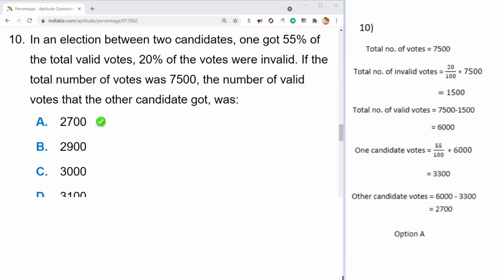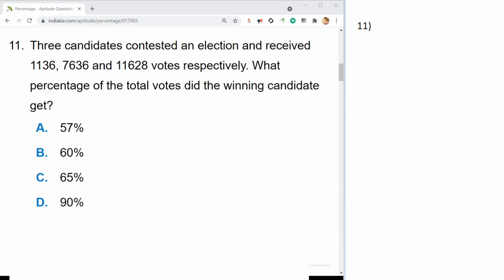Option A is correct. Let's see problem number 11. Three candidates contested an election and received 1,136, 7,636, 11,628 votes respectively. What percentage of the total votes did the winning candidate get? Here among these three, 11,628 is the maximum. So that person won the election. We need to find out the percentage of his total votes.